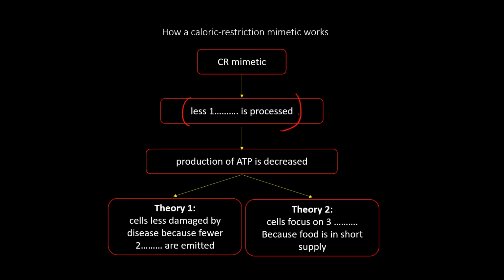Hence, your idea should be to create a sequence or a story by yourself. CRM mimetic, in which something less is produced, where production of something is decreased, that is ATP. Now, the reason for ATP to be decreased has two theories, theory 1 and theory 2. This is what we understood from the flowchart.